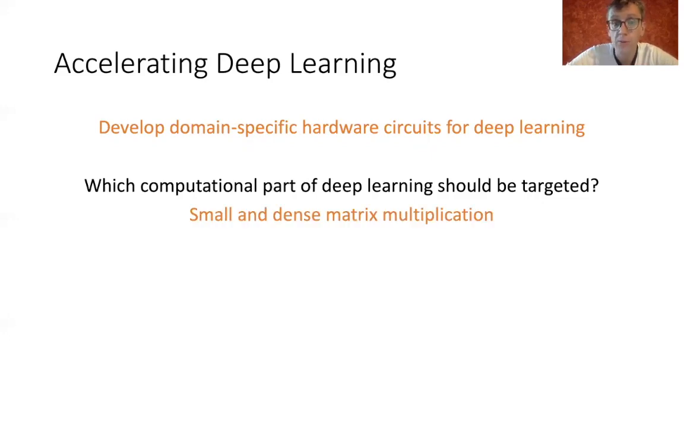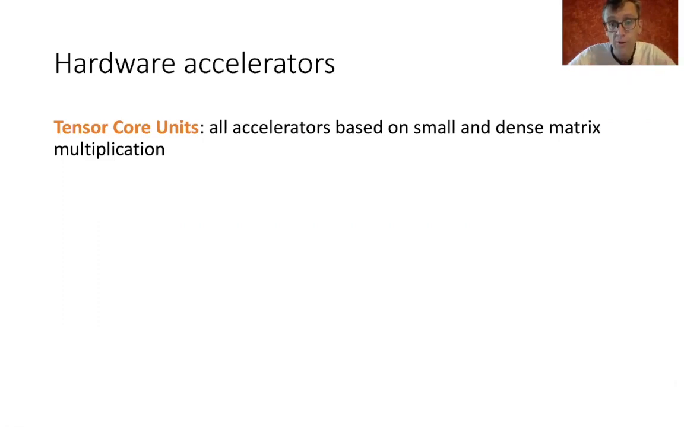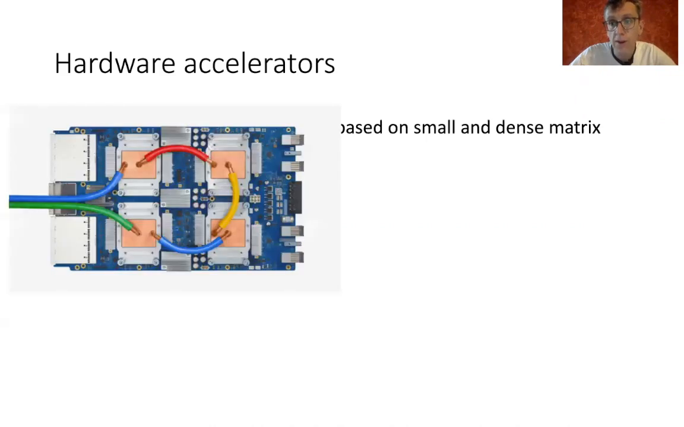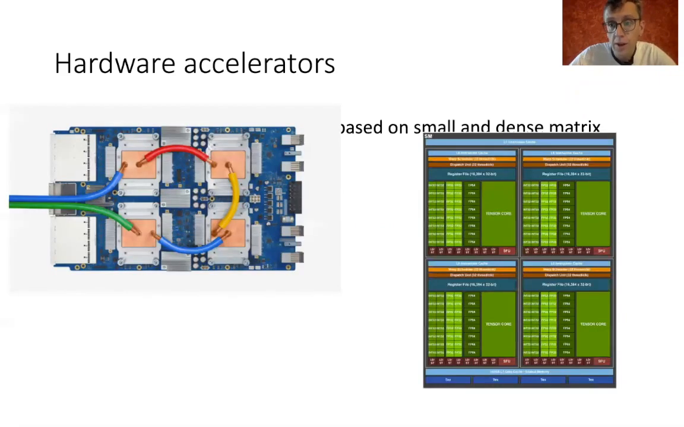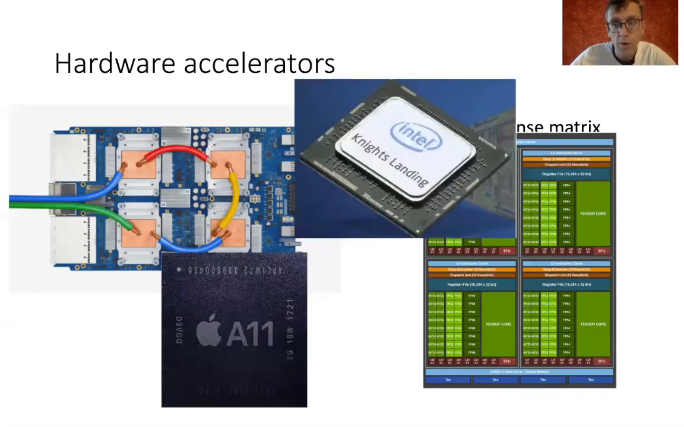Well, the answer is simple. It is small and dense matrix multiplication, because this operation is a frequent primitive in machine learning and deep learning in particular. It has a high computational cost, but it can be easily implemented on a circuit. So you now have several hardware accelerators based on the hardware implementation of small and dense matrix multiplication. We call this family of accelerators Tensor Core Units, or TCUs. Some important examples are the Google Tensor Processing Unit, the NVIDIA Tensor Core, or processors like the Intel Knights Landing or the Apple ARM A11.